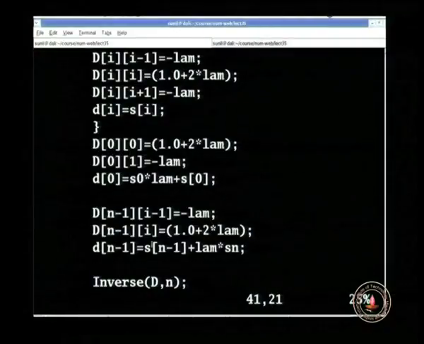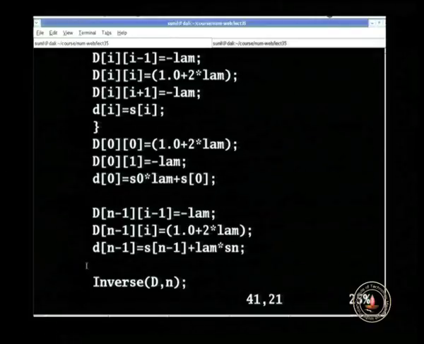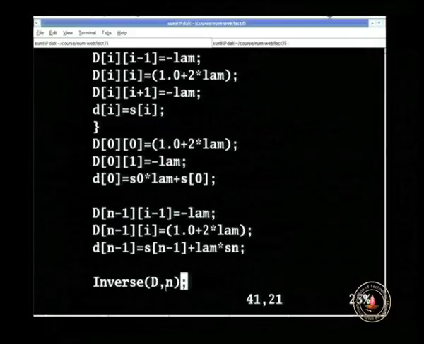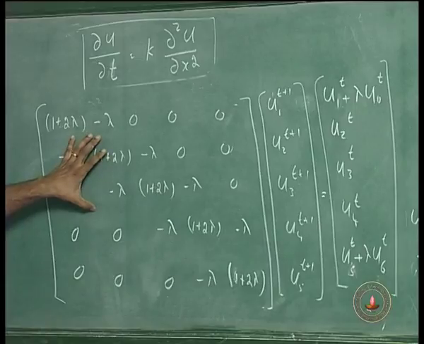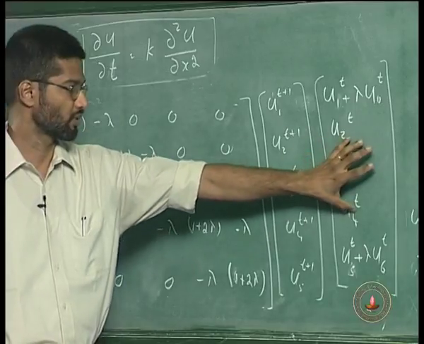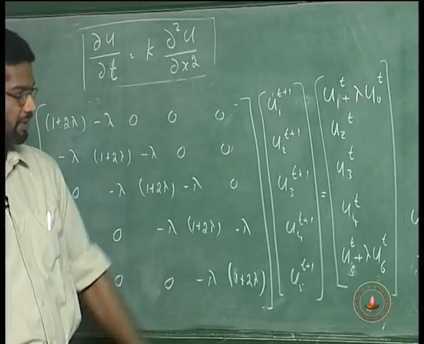Then I call this function here which finds the inverse of this matrix D. Here n is the dimension of that matrix. My idea is that I just find the inverse of this matrix and multiply it with this, and then I get the temperature at time t plus 1.